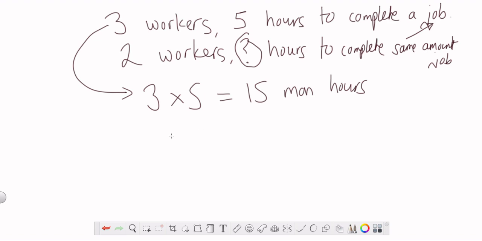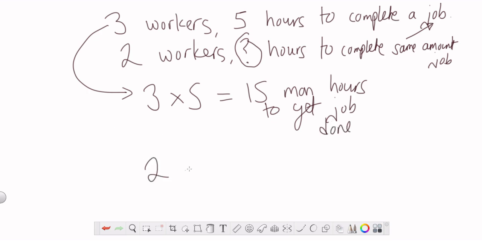So let's say each worker is on £20 an hour, you'd have to pay them altogether 20 times 15 man hours. Anyway, let's finish this off now. So it's 15 man hours to get that particular type of job done.